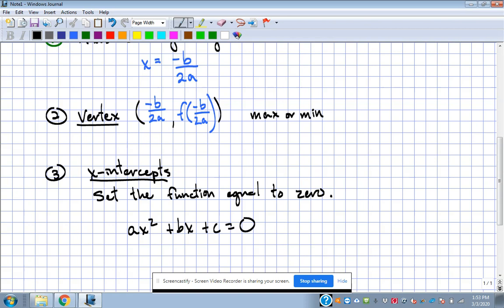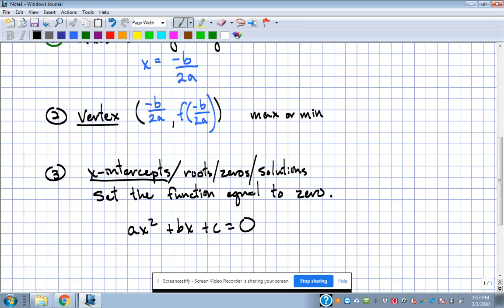Another name for them is roots. X-intercepts has a lot of names, so we'll put those down. Roots, zeros, solutions. All of those mean the same thing. X-intercepts, roots, zeros, solutions all mean the same thing. Set the thing equal to 0 and solve it. That's what it means.